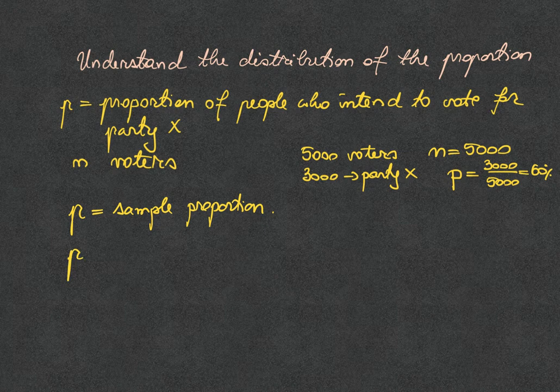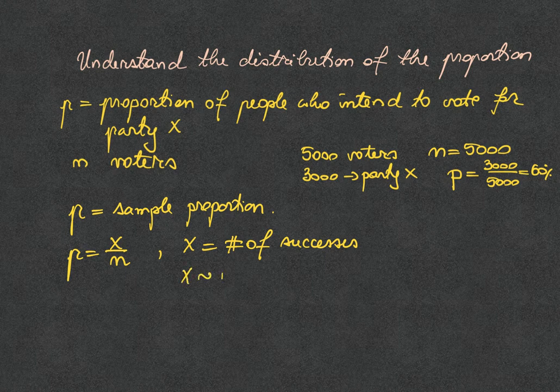P is x over n, where n is the sample size and x is the number of successes. So as you see, I take each voter and I ask him, do you vote or don't you vote for party X? So I allocate a 1 or a 0, depending on what he votes for. It follows then that X has a binomial distribution with n and P, where P is the population proportion.